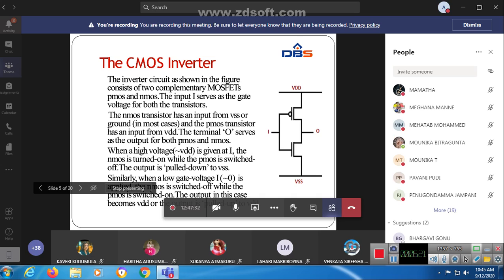So, what is a pull up device and a pull down device? The device which is connected to VDD at the top side is called the pull up device, pull up.